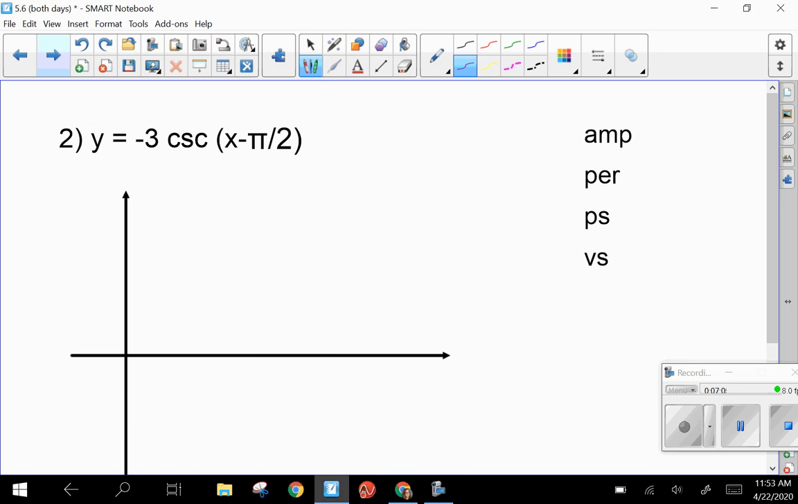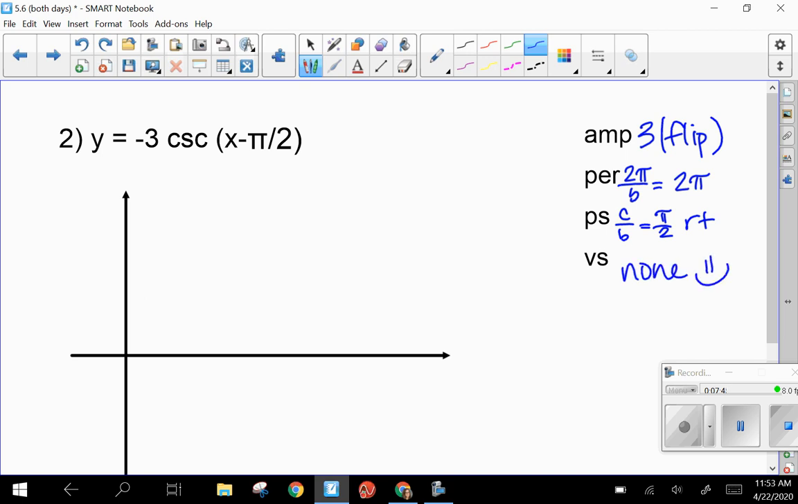This one is a cosecant graph. And let's go ahead and identify the changes first. The amplitude is 3, but do you notice that's negative? That means that we're going to have to flip that graph over. The period is 2 pi divided by the b value, and that b value is 1, so we're at 2 pi. Wonderful, love when there's no change. The phase shift is c divided by b, so that's pi over 2 divided by 1, so just pi over 2, it's minus, so we're going to go to the right, and there is no vertical shift.